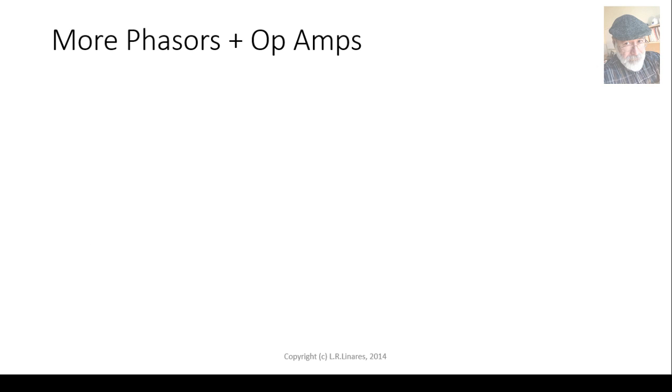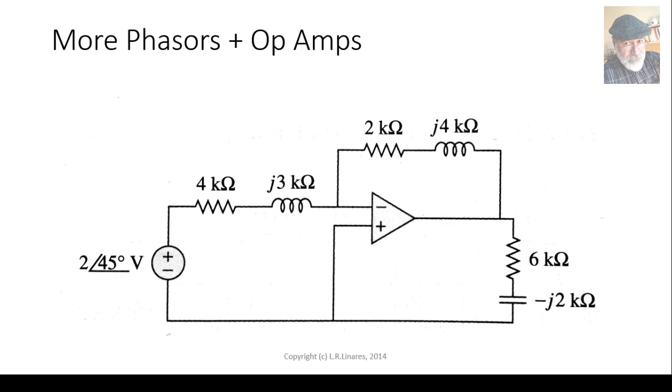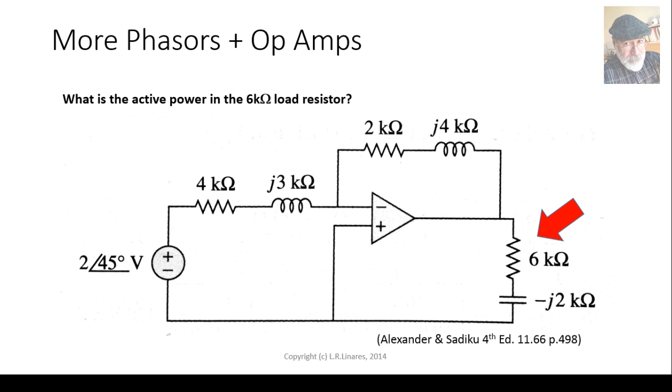More phasors and more op amps because it's so important. This circuit looks a little bit like the previous one, but in this case Z2 is a series RL circuit. Well, it's an exercise also from the Alexander and Sadiku 4th edition, problem 11.66, page 498. The question is, what is the active power in the 6 kilo ohm load resistor in that one?